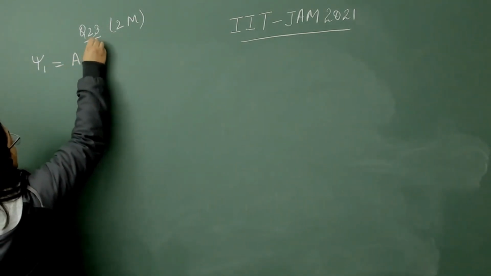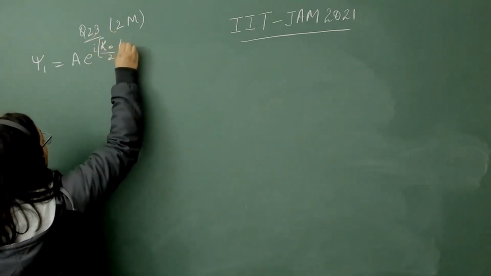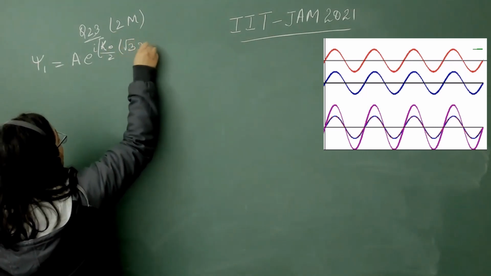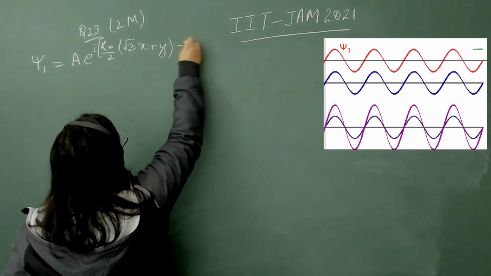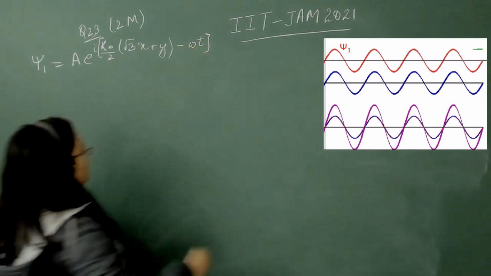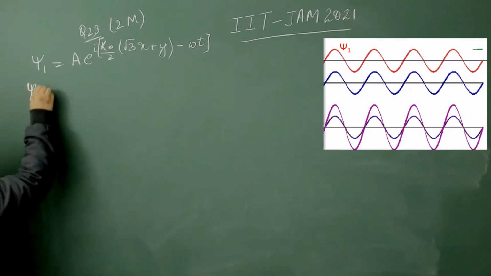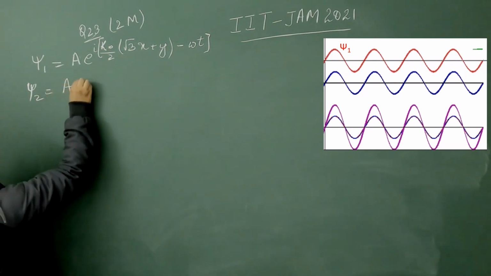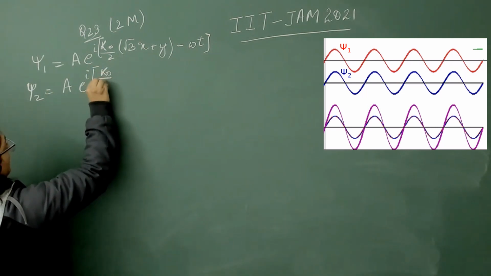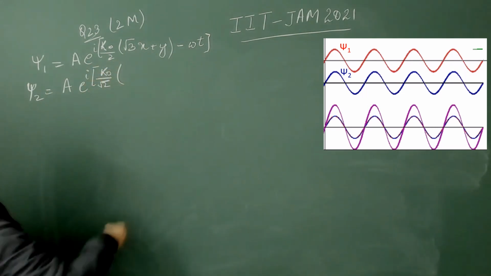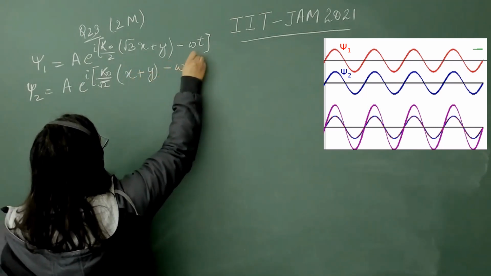The waves that we were given: the first one was psi1 equals A e to the power i k naught upon 2 into (root 3 x plus y) minus omega t, and psi 2 was A e to the power i k naught upon root 2 into (x plus y) minus omega t.